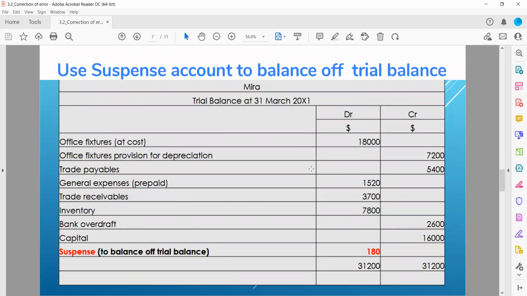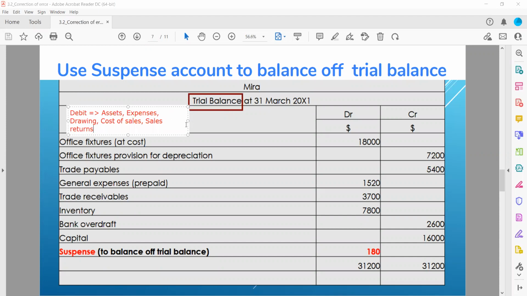When we have a trial balance imbalance, sometimes the question will ask us to prepare the trial balance, and I hope you still remember the general rule for the trial balance. What is the key about the trial balance? The debit side, what are the items in the debit side? Assets, expenses, drawings, cost of sales, and sales returns. So this is a general idea about which items are normally in the debit and which are normally in the credit.